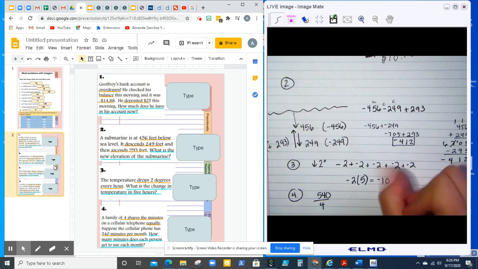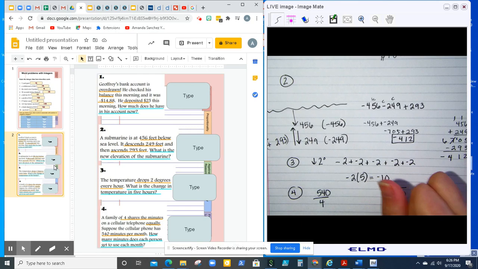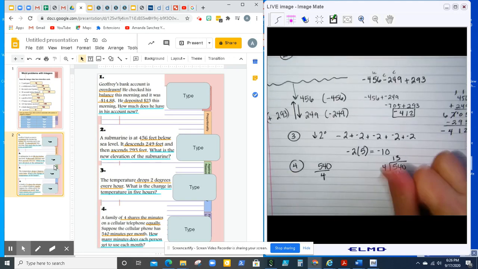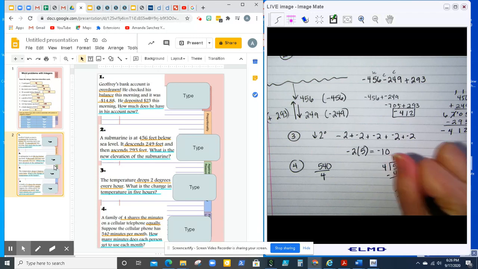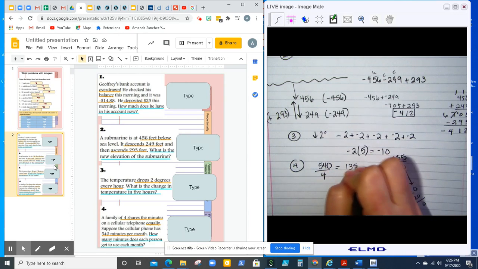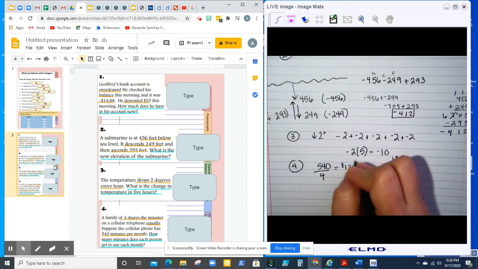4 can go into 5 one time. You have 1 left over. Drop your 4. 4 can go into 14 3 times, 12. And then you're left with a 2 and drop your 0. 4 into 20, 5 times. So that's our final answer, $135 each.